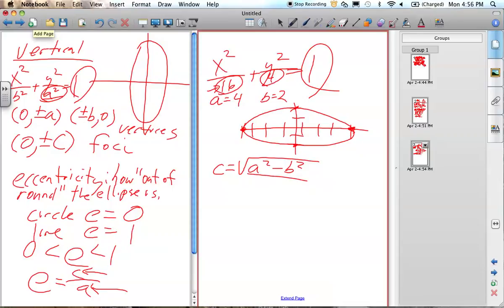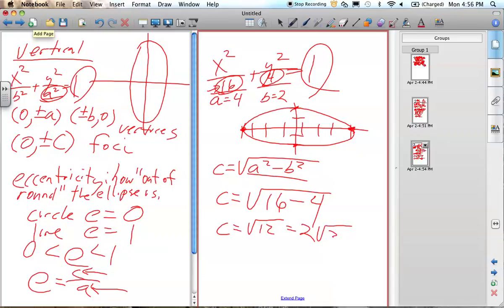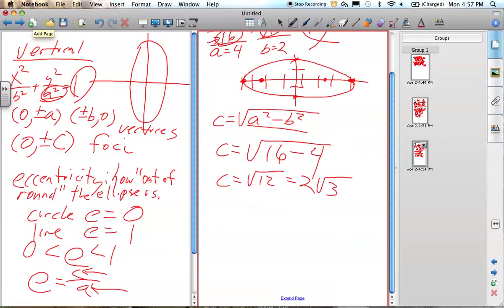Okay. So what I do is c is going to be the square root of 16 minus 4, here's a squared, here's b squared. So c is going to be equal to the square root of 12, which will be 2 square roots of 3. So out here somewhere are going to be my foci. And to get the eccentricity of this thing, it'll be 2 square roots of 3 over a, which is 4, so the square root of 3 over 2 will be your eccentricity.